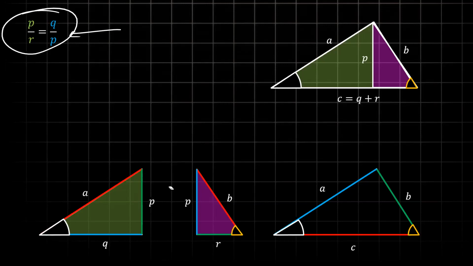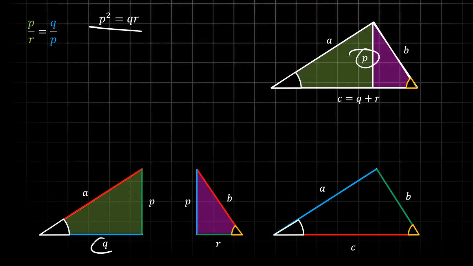Now, once you have this result, this gives us a beautiful relationship: P square is equal to Q times R. How many of you knew about this already? So generally, the perpendicular is related to Q times R that way.